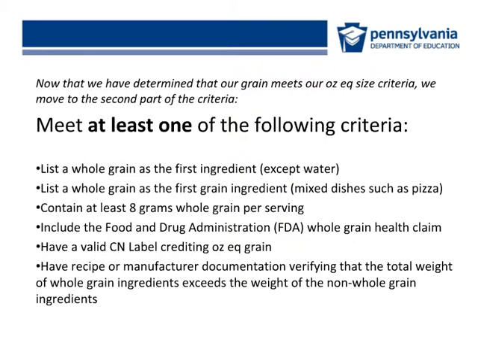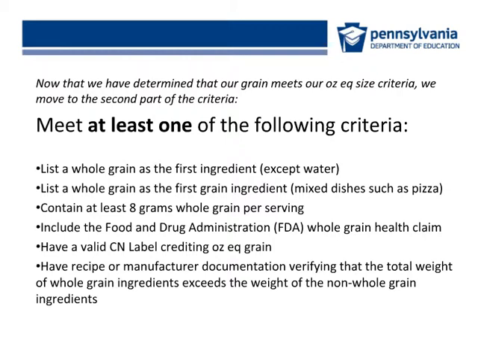So now that we've determined that our grain product meets the required ounce equivalents, we need to make sure it also meets at least one of the criteria listed on the slide. An easy thing to look for is a whole grain as the first ingredient, and if water is the first ingredient, then the second ingredient must be a whole grain.